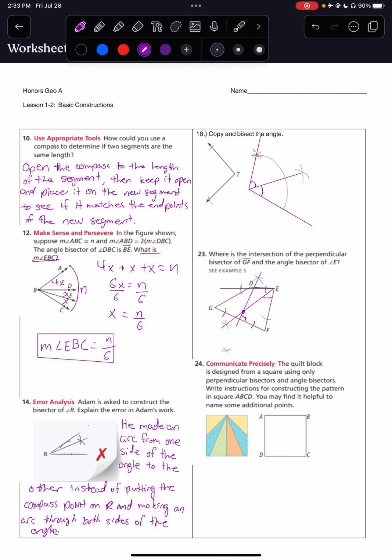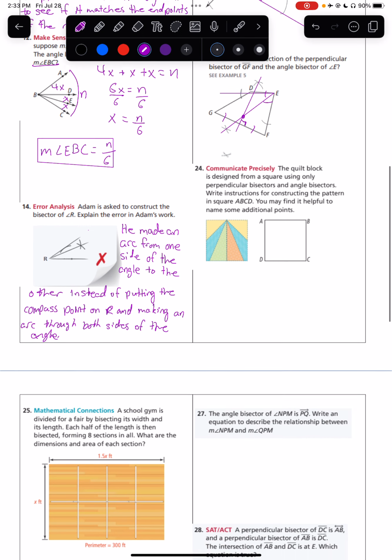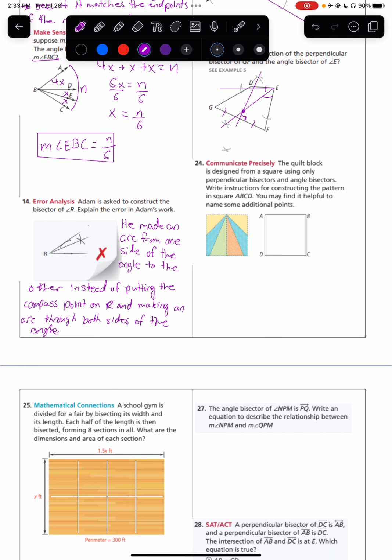Okay. So number 22. The quilt block is designed from a square using only perpendicular bisectors and angle bisectors. Write instructions for constructing the pattern in square ABCD. You may find it helpful to name some additional points. So if we wanted to take this design on the left and move it over to this design on the right, how would we do that?